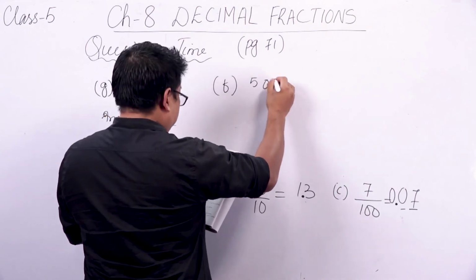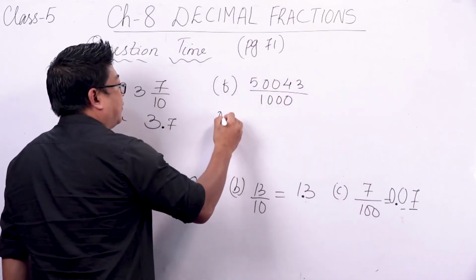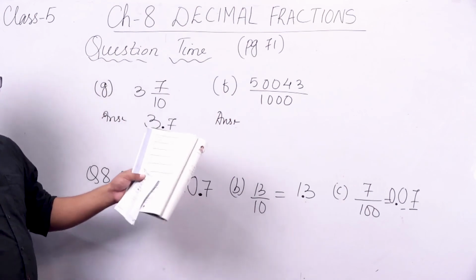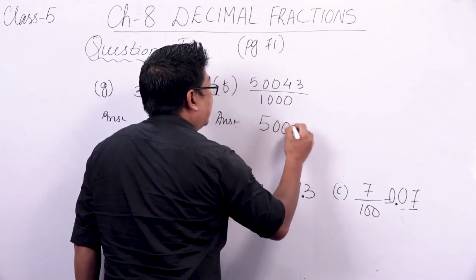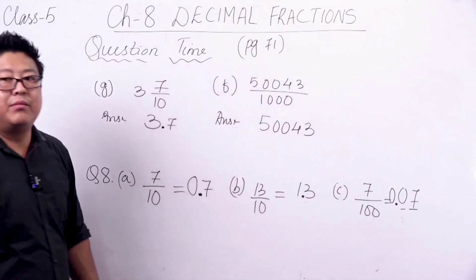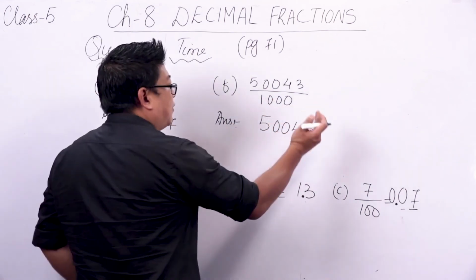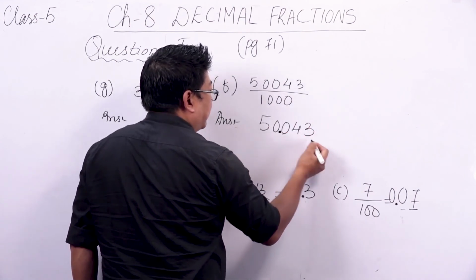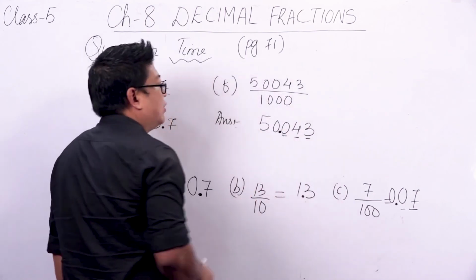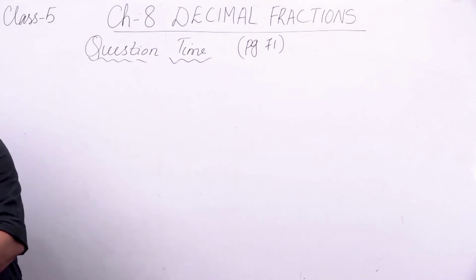F, 50043 by 1000. All right. So we have 50043 by 1000. I will write the numerator here directly and check the number of zeros. The number of zeros is 1, 2, 3. So start from the right. 1, 2, 3 and then point. So your number becomes 50.043. All right, children. So this is basically all about your exercises.